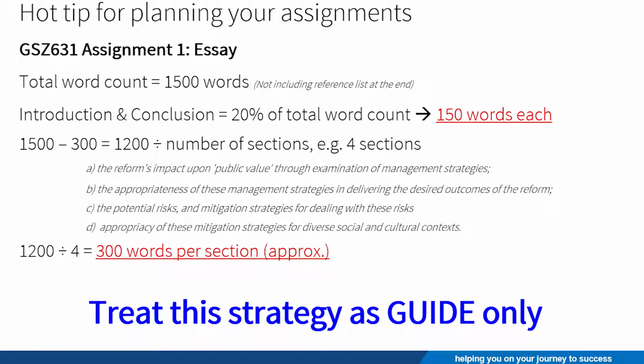And then if we take 300 from 1,500, that's 20%, we have 1,200. So if we divide 1,200 words by the number of sections or the number of points or the number of paragraphs, you can then see how many words per section. Now, what I have done here is divide up the sections according to the instructions that Peter has given you. So there are 4 particular parts. So you could, for example, look at those parts as the structure of your assignment. And so you can see each part, you could write 300 words for each.